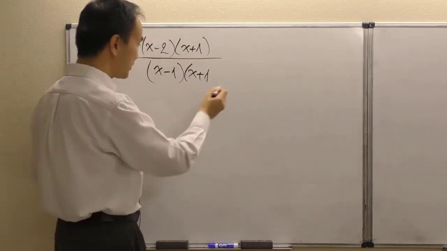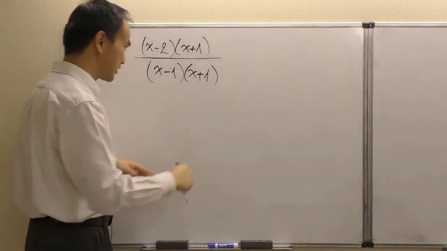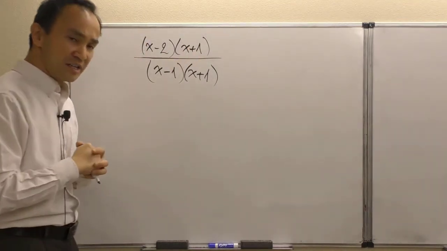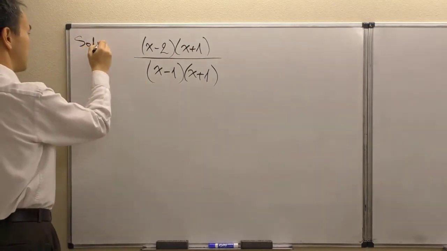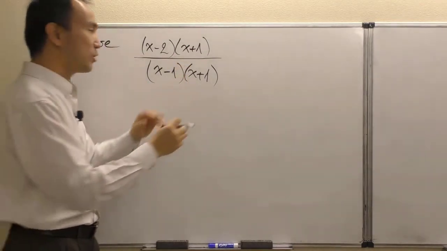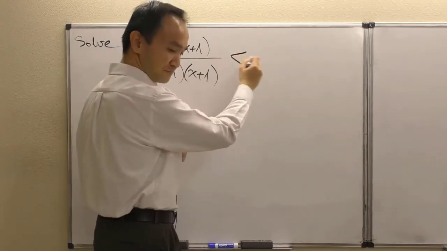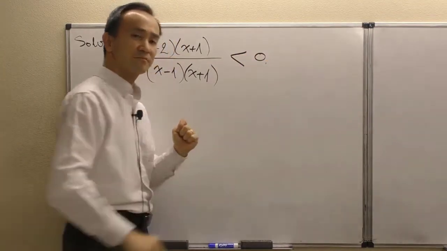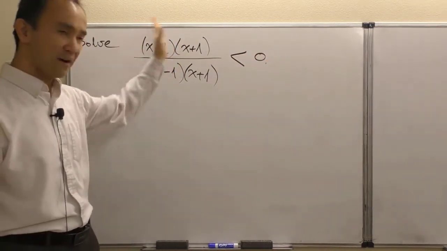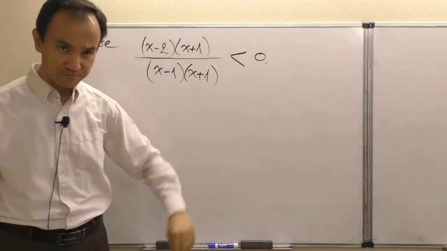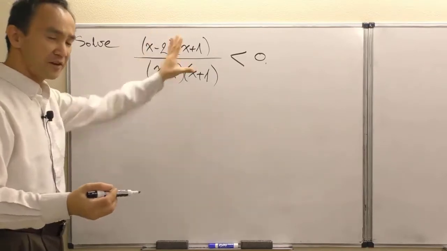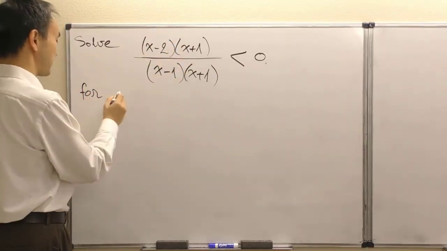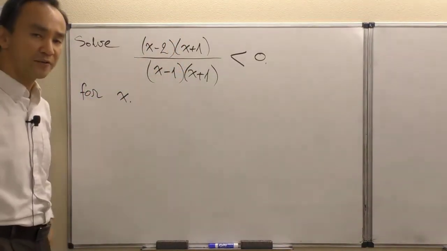This is just a demonstration problem. What we have here is a rational function, and we want to solve this inequality to be less than 0. We have whatever that is being less than 0, and we want to solve that for x, of course, because the main variable here is x. We solve that inequality for x.